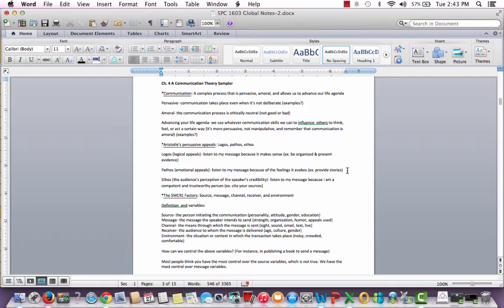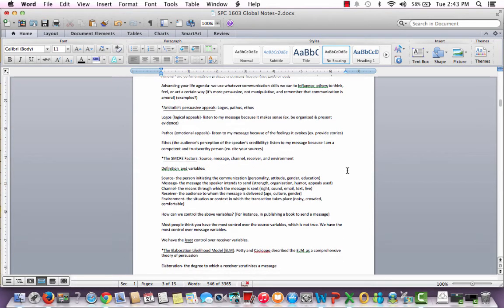Or there is ethos, the audience's perception of the speaker's credibility. This says, listen to my message because I am a competent and trustworthy person. An example here could be citing your sources, or it could also just be the way you speak confidently, and also the way you're dressed. It establishes your speaker credibility.